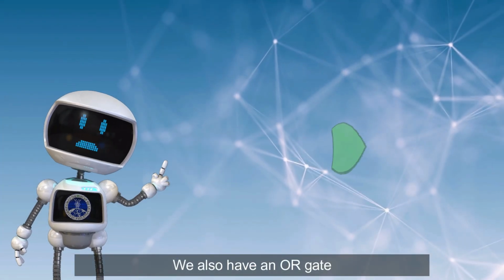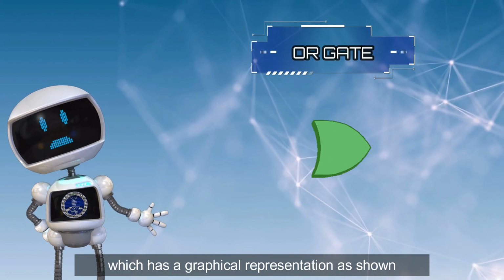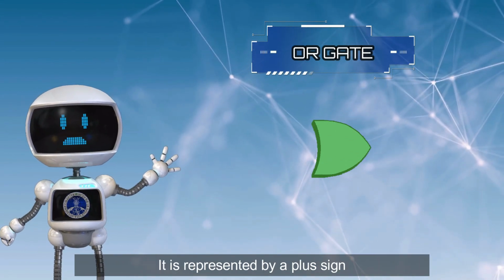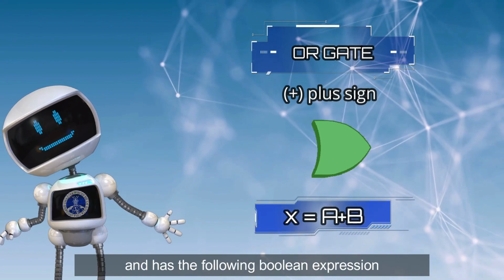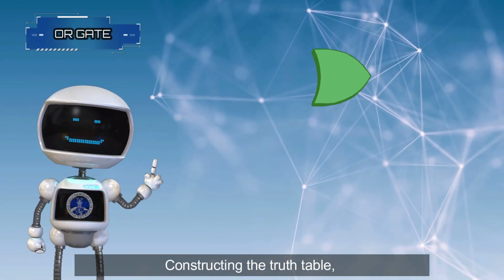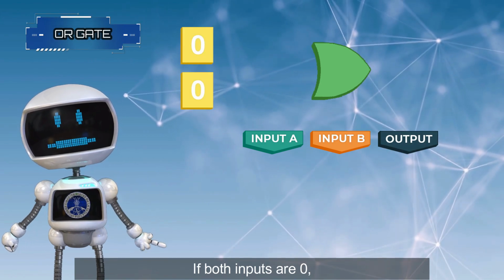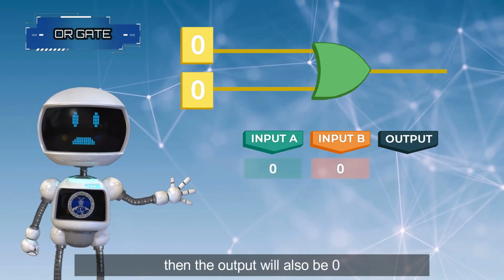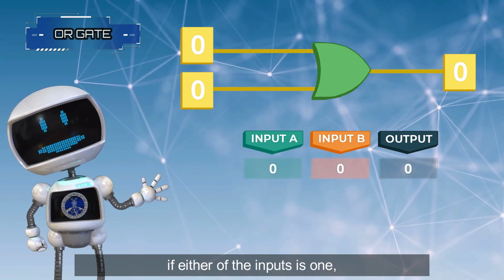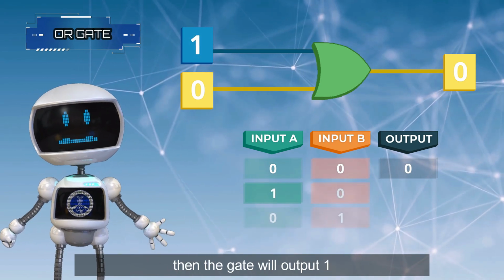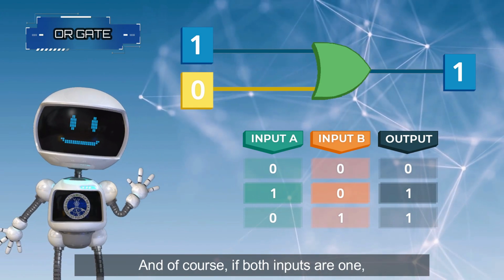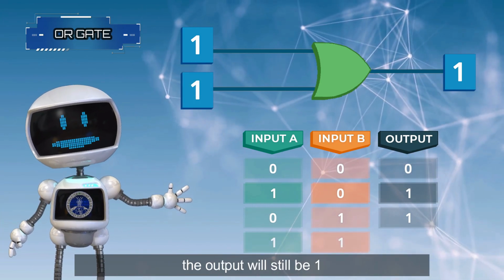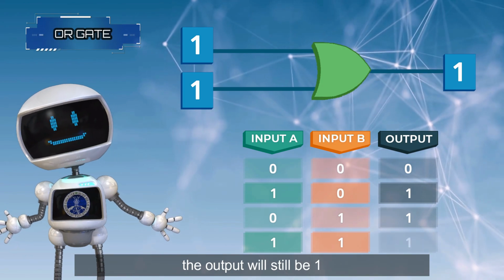We also have an OR gate which has a graphical representation as shown. It is represented by the plus sign and has the following Boolean expression. Constructing the truth table, if both inputs are 0, then the output will also be 0. If either of the inputs is 1, then the gate will output 1. And of course, if both inputs are 1, the output will still be 1.